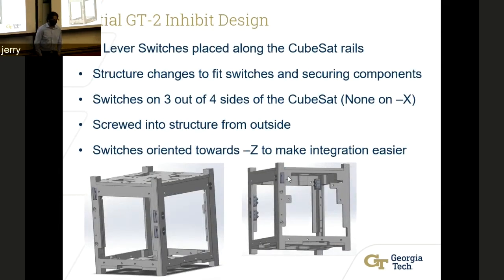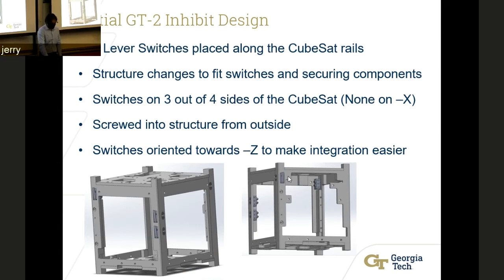So going into where specifically we placed these switches, we had them on 3 of the 4 rails of the CubeSat. This is mostly because of the avionics stack that we have in between. The standoffs were right by the edge on the minus X plate, and there was not any really good room to actually place these switches on there.